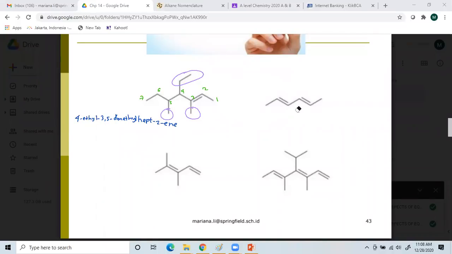Now let's see this question. 1, 2, 3, 4, 5, 6. If I give numbers from here, 2 and 4, right? If I give numbers from the right, 1, 2, 3, 4. So the same. This is 5, this is 6. In this case, we have two double bonds. So how do we give the name?